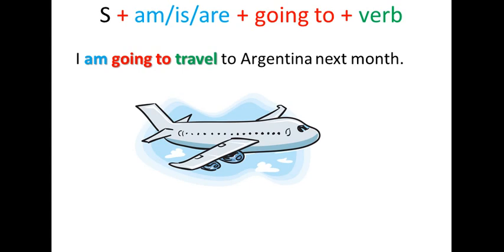So for this we have to take into account some aspects. First, you need to conjugate the verb to be. In blue color, you have is, or are. Depending on the subject, you write the verb. After that, you write going to, that is with red color, and after that, you write the verb in present. In this case, it is travel. I am going to travel to Argentina next month.